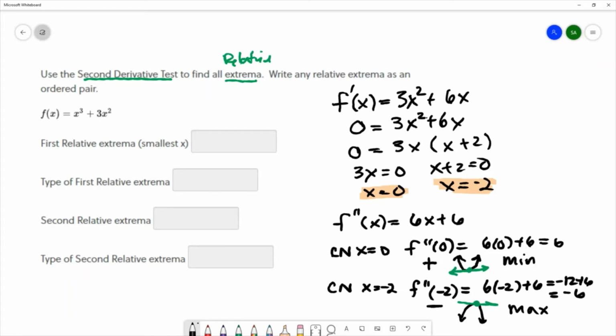So the first one, the smaller one, would be -2. We want to write that as an ordered pair. The larger one would be at 0. We also want to write that as an ordered pair. And the first one, we said, was a relative minimum. And the second one is a relative maximum.